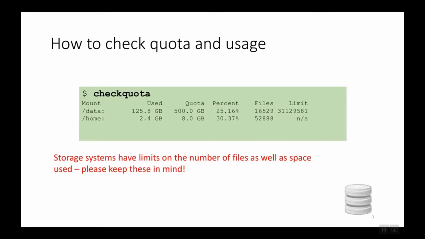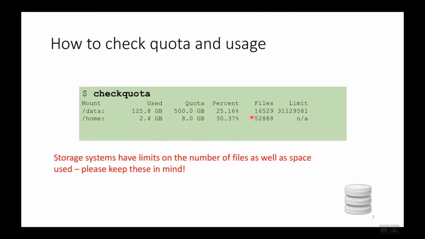You can check quota and usage using the check quota command, which will show output similar to that shown here. We can see here that for this particular user, their data directory has a quota of 500 gigabytes, of which 125.8 gigabytes have been used. Their home directory has a quota of 8 gigabytes. This was done back before we increased home directory quotas from 8 gigabytes to 16 gigabytes, of which 2.4 gigabytes have been used.